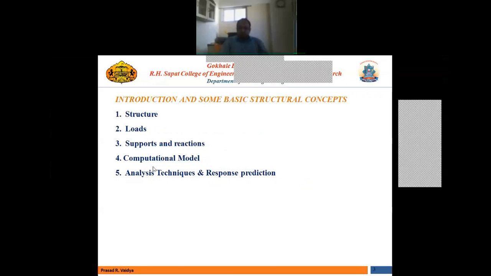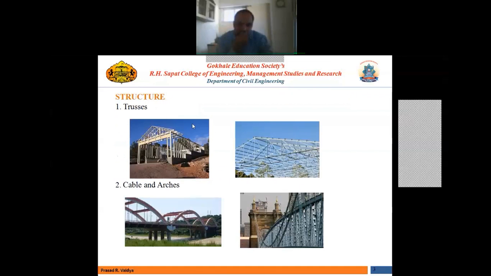So what are the different computational models that can be prepared for analysis purposes and how the simulation can be done, and then of course various analysis techniques. So these contents we will be covering briefly, and then we'll go to the STAAD Connect edition. Okay.